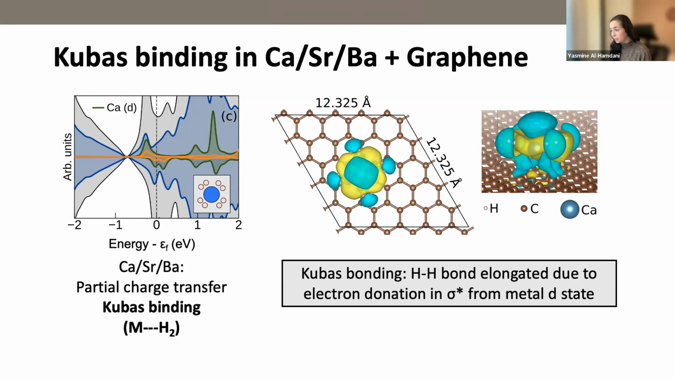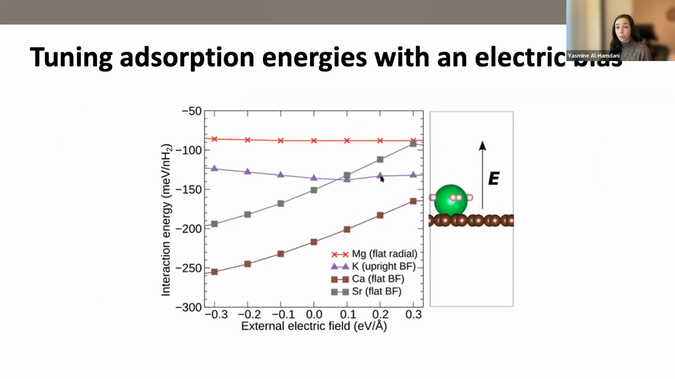So this is a really interesting form of interaction. It's called Kubas binding. And the reason it's particularly interesting is we can exploit this kind of covalent interaction in different ways. One of them, for example, is if we were to apply an electric bias perpendicular to the substrate, you can see in the gray and the brown lines that you can totally tune the absorption energy. And this is in the range of 50 to 100 meV, let's say, which is really useful when we're talking about absorption problems. Whereas you wouldn't get that if you use a metal adatom such as potassium or sodium, where you don't have this Kubas interaction going on.